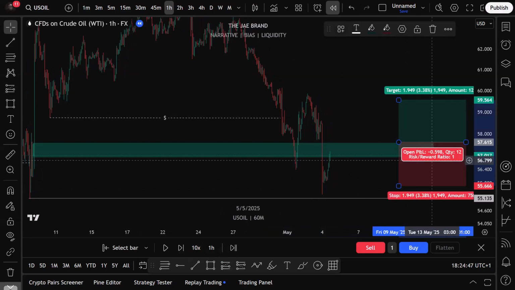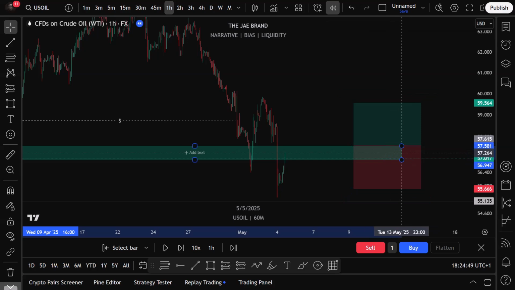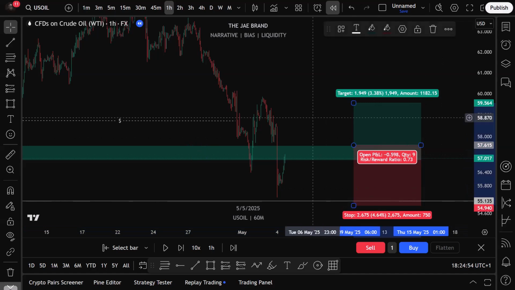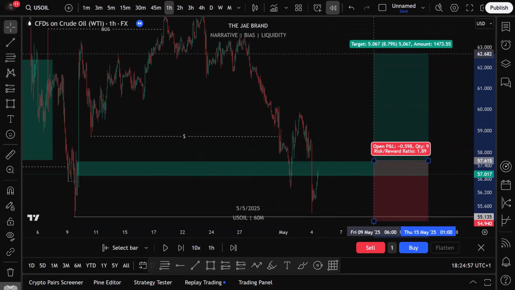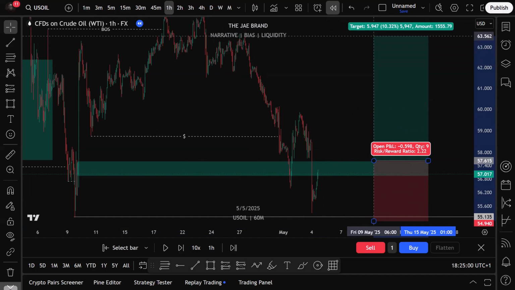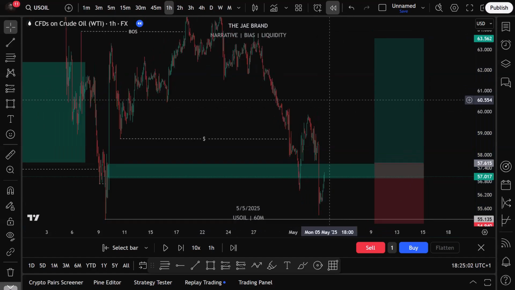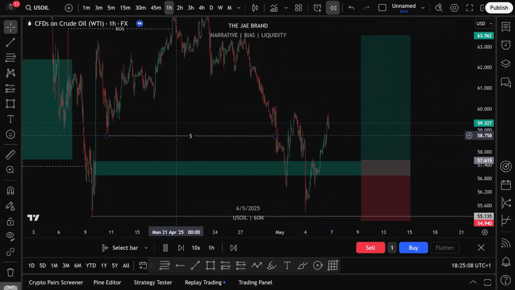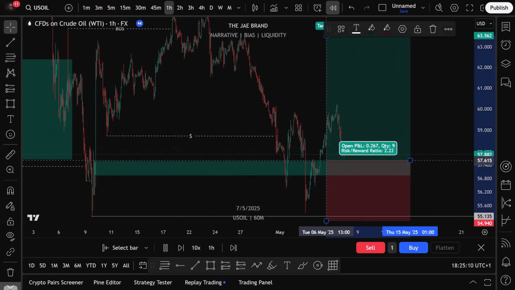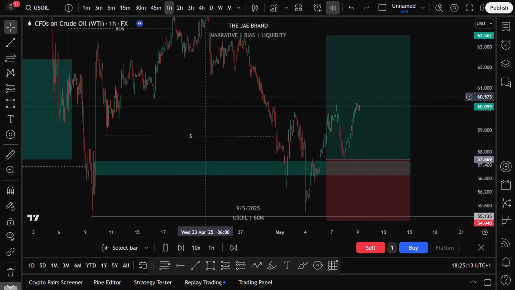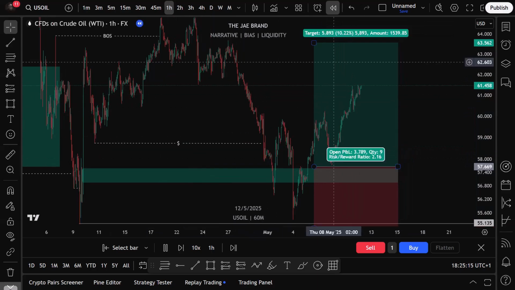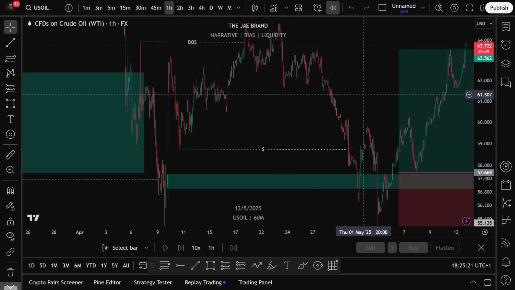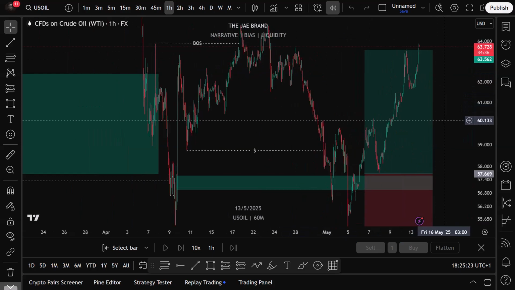Now let's see what happened. Your stop loss goes a little bit below the invalidation area. And here we go, guys. So we caught a 1 to 2 plus RR on this trade.